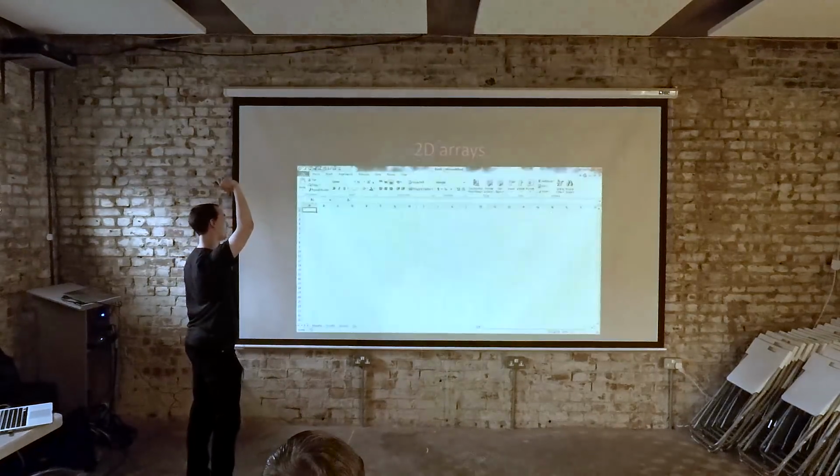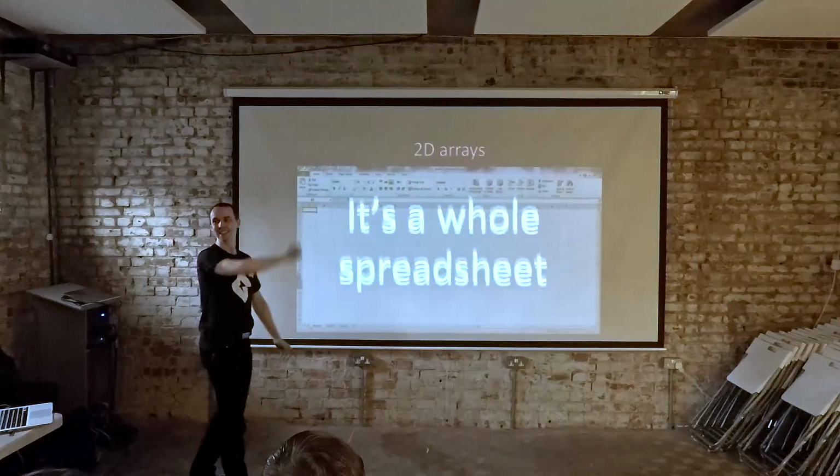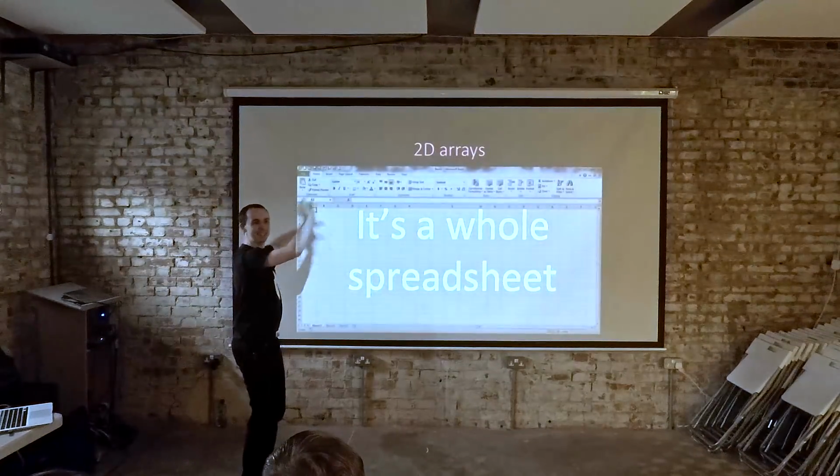2D arrays are like 1D arrays. They're just a spreadsheet. Just think of it as spreadsheets. That's all you need to do in your mind.